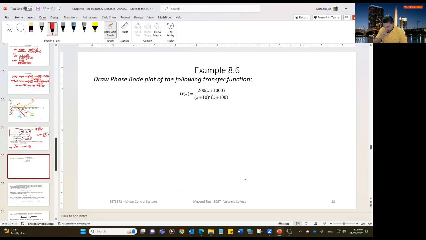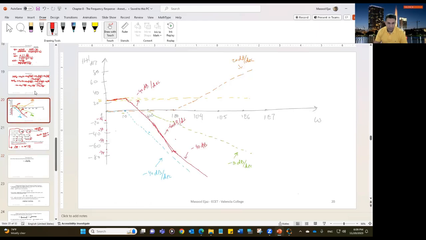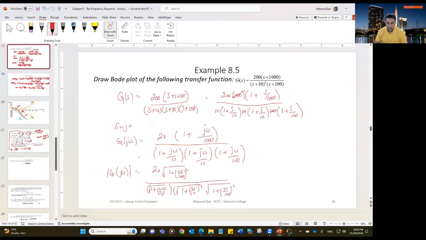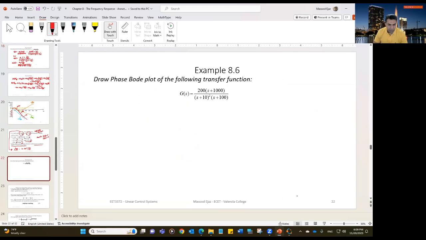Okay, so let's do an exercise. The same control system that we have here, with the same transfer function, 200(s+1000) over (s+10)^2(s+100). So it has 1 zero and 3 poles. 2 of the poles are repeated, 1 pole is single. And we have to draw the phase Bode plot for that system.